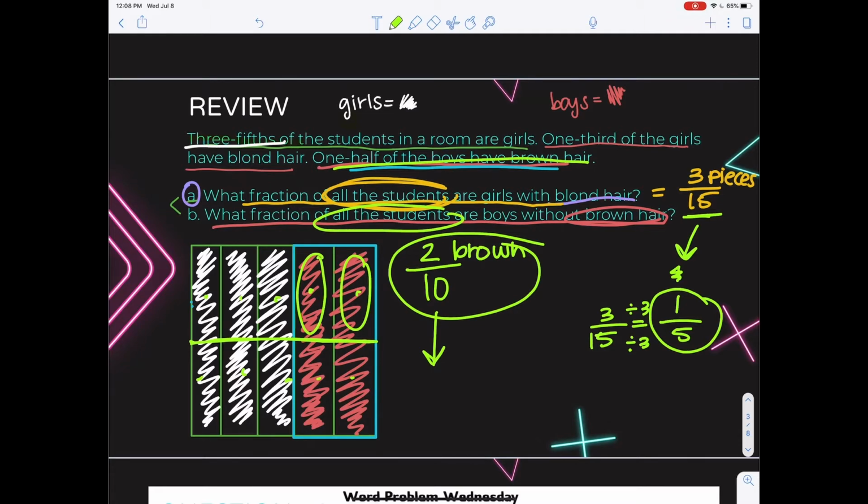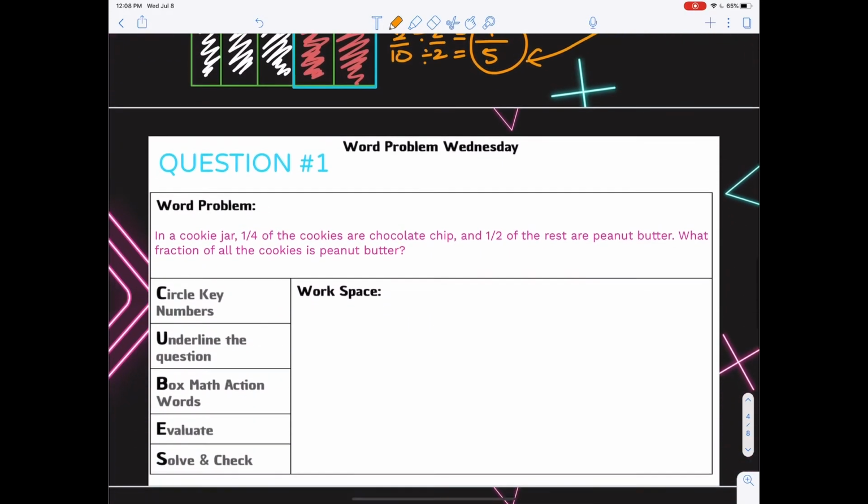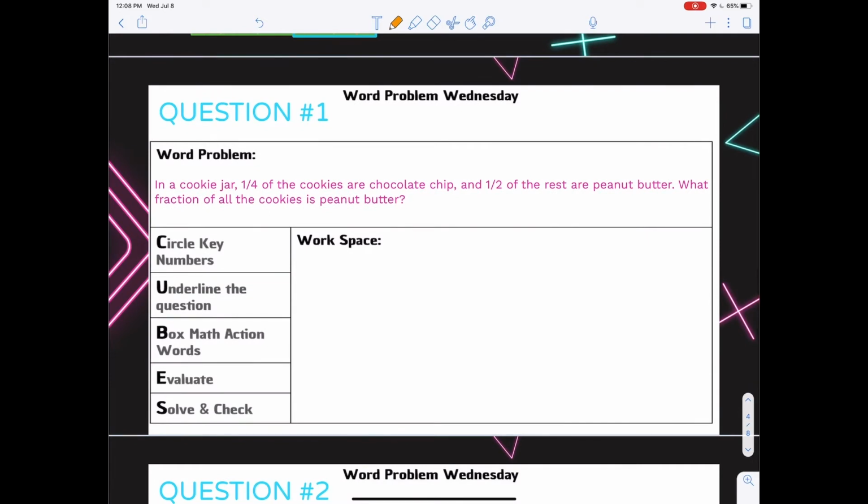And then for 2/10, we can also do that. And I know that 10 is a multiple of 2, so I'm going to divide both the top and bottom by 2. In other words, divide by 2 over 2. And we're going to get 1 on the top and 5 on the bottom. So it's both the same answer for each question. Alright, awesome. Let's go ahead and move on to our question 1 for Word Problem Wednesday.